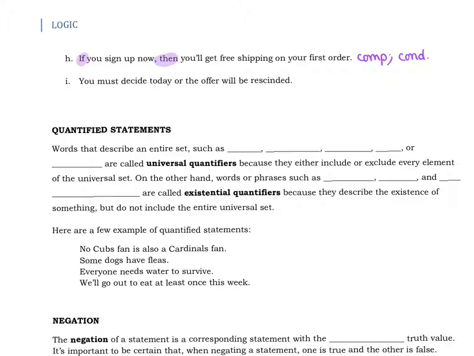All right, and last one, you must decide today or the offer will be rescinded. Simple or compound? This one again is compound. You decide today is one idea. The offer is taken away, that's the other idea. And we've got that or in between. So this is a compound statement, and because it's an or, it is a disjunction.